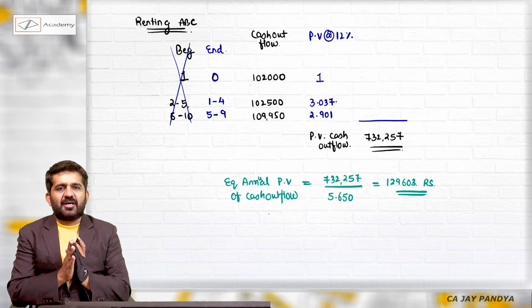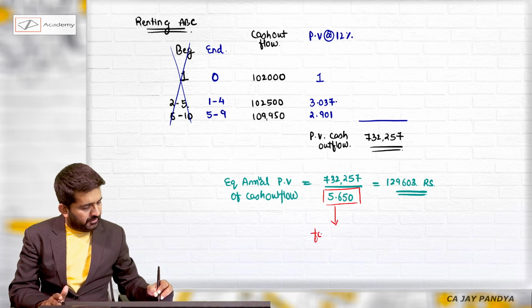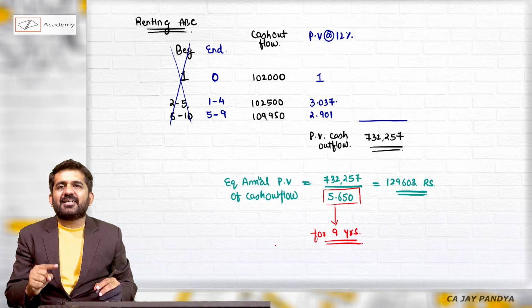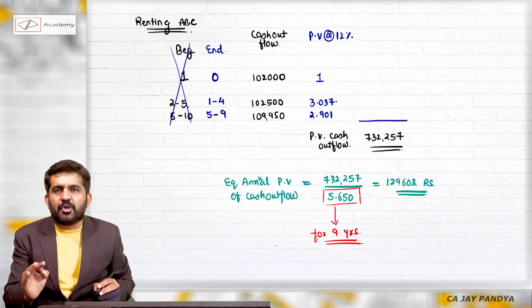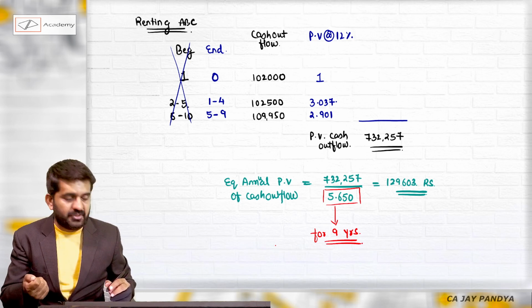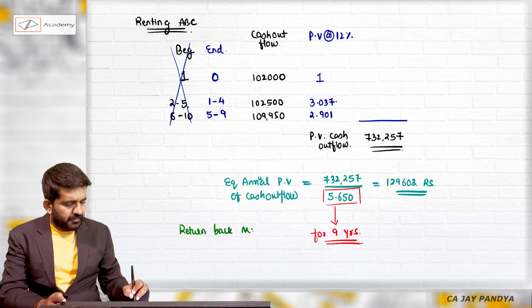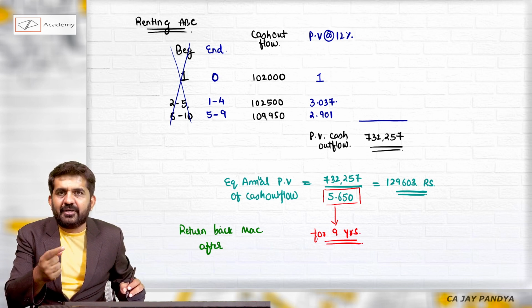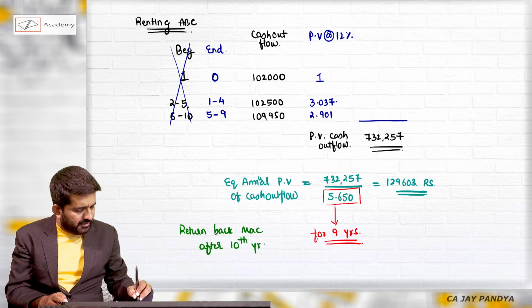One of the questions which a student asked me is, sir, why should we not take this factor for 9 years? Because please understand, even if you are paying the rent at the beginning of the year, still you will be using this particular machinery for 10 full years. So you will return back the machinery after not paying the beginning of 10th year rent, you will be returning it back after 10th year.